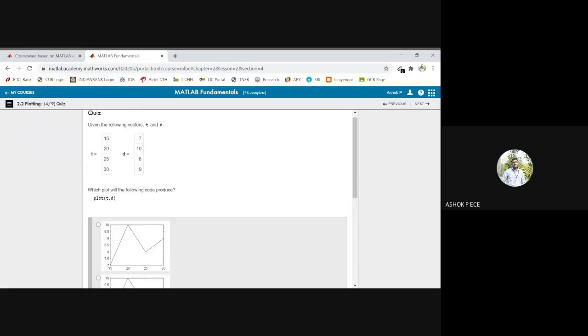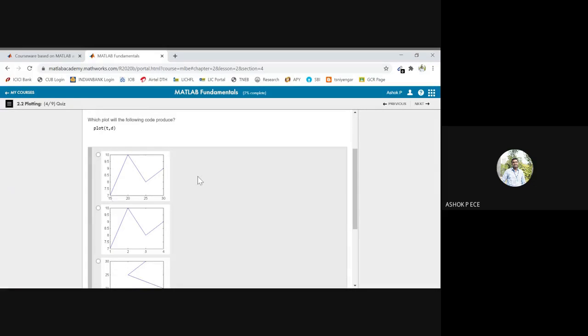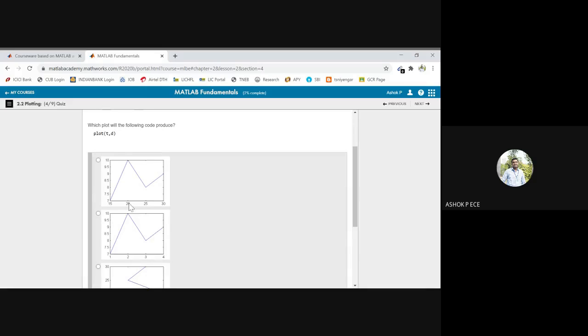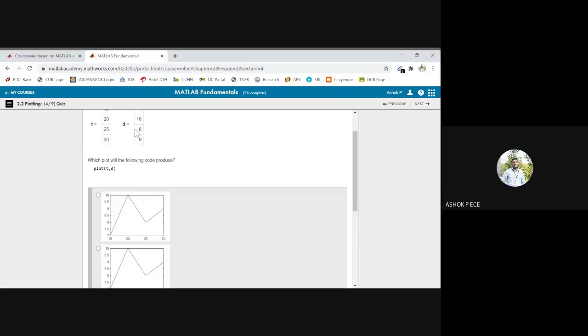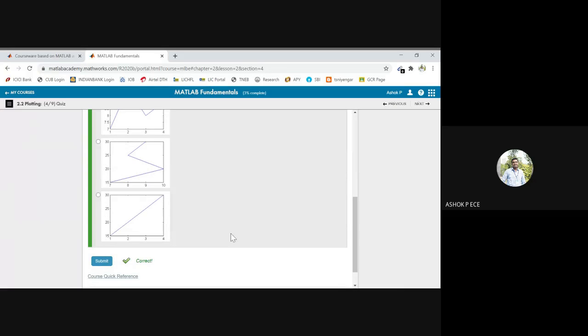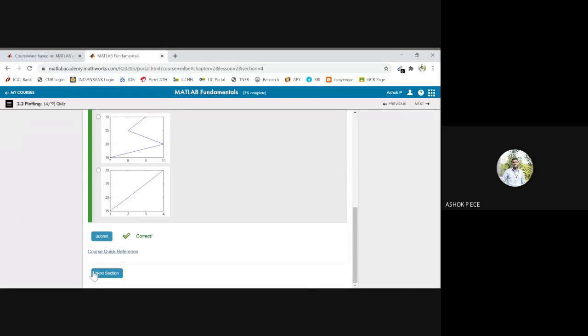See, when t is 15, d is 7. When t is 20, d is 10. When t is 25, d is 8. When t is 30, d is 9. So I think the first option is correct according to me. So we'll see whether the answer is correct or not. I have selected this option A. Yes, this is correct.